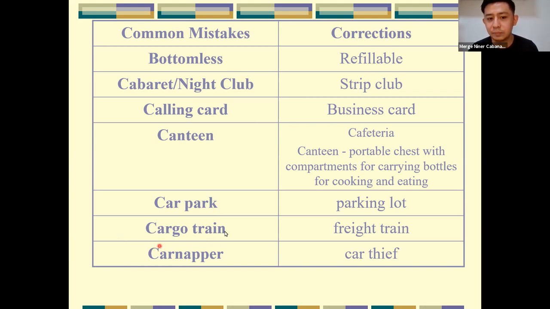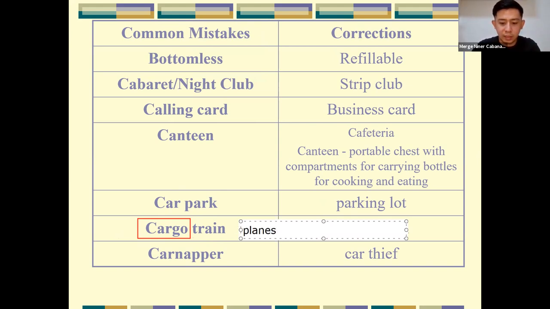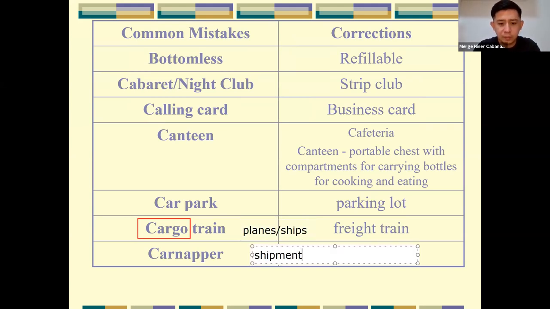What about cargo train? All right, guys, remember, if you see the word cargo, okay, let me draw something. If you see the word cargo, okay, cargo is only for planes and ships. But you see the crazy part here? If it is shipment, it cannot ride a plane or a ship. It can only travel by land. So planes and ships for cargo, shipment for land. So instead of shipment, we refer to them as freight. So freight train.